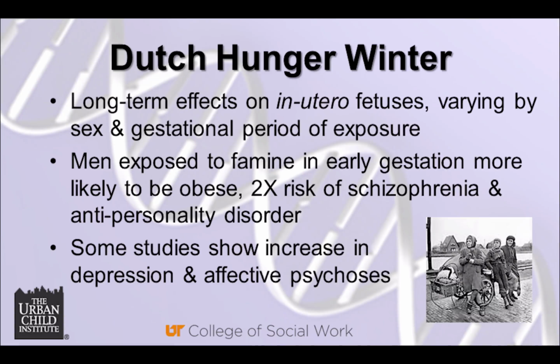During the Dutch hunger winter, there were long-term effects on the fetuses who were gestating during that time that varied by sex and by gestational period of exposure. For example, men who are exposed to famine in early gestation are much more likely to be obese now. They have twice the rate of schizophrenia and antisocial personality disorders. Both sexes experience more depression and affective psychoses due to the famine.